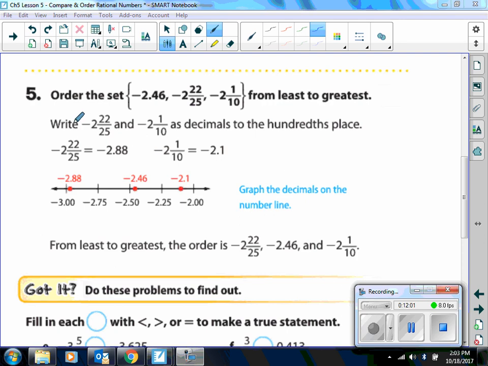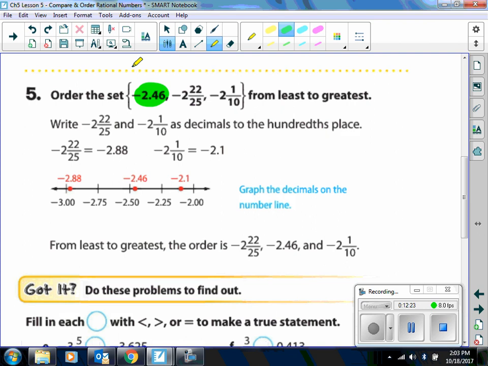For example 5, we want to put this set of data in order from least to greatest. So the first thing we're going to do, just like what they said in example 4, is write them all as decimals, okay? And because the decimal that's given to us right here is already to the hundredths place, we want to write the rest of them to the hundredths. So here, when we do the long division, you would divide 22 divided by 25, right?